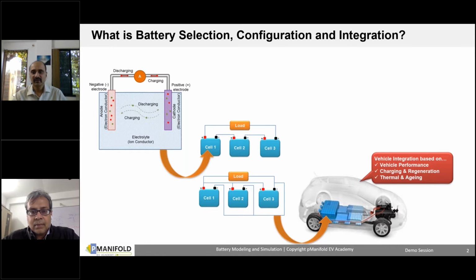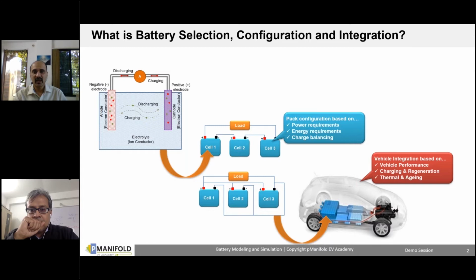So at vehicle level, we would have to do the integration based on the targets, which would be for vehicle performance, for charging and regeneration, and for thermal and aging. With those considerations, we would have a pack configuration, and the vehicle performance requirements will dictate the power and energy, along with the charging and regeneration as well. So these two will determine the power and energy requirements. And then things like charge balancing, this is just an example, will play a role in thermal management as well as aging.